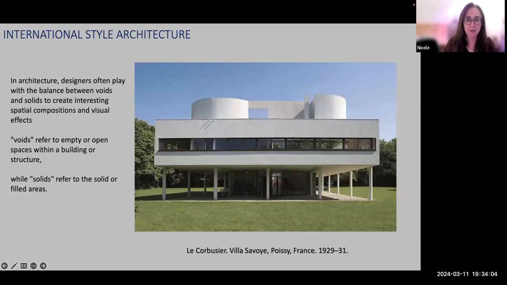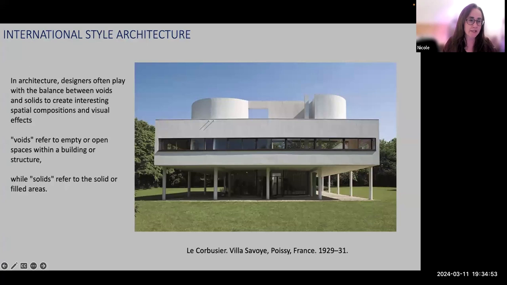Unlike Frank Lloyd Wright, who integrated his houses within their natural surroundings, architects of the international style intentionally contrasted the manufactured appearances of their houses with the natural environment. The use of steel frames liberated exterior walls from bearing weight, leading to interiors that were flooded with natural light and offered flexible spaces. Asymmetrical designs in many international style buildings resulted in a harmonious interplay between open spaces, which are also known as voids, and enclosed areas or solids, all of which are free from decorative embellishments of any kind. In architecture, designers often play with the balance between voids and solids to create interesting spatial compositions and visual effects.